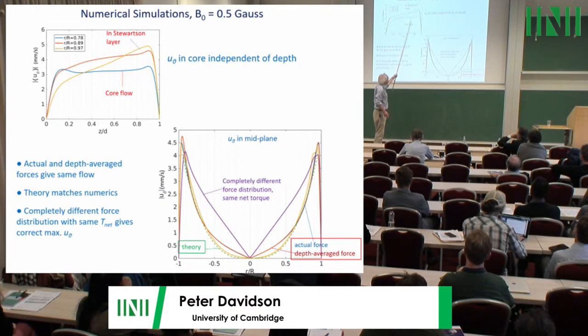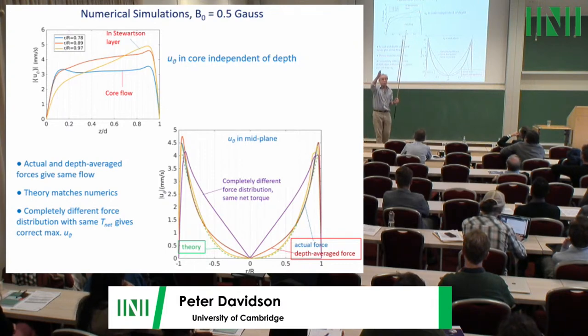And you can see that, indeed, the flow is independent of height, z, as theory suggests. Once you get into the Stewartson layers at the side, then you do see some vertical dependence, as you should. But in the bulk, it's z independent.